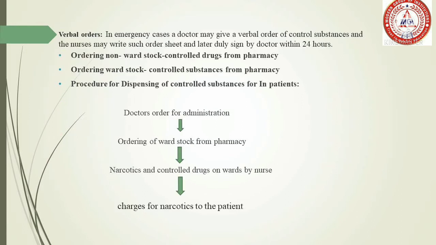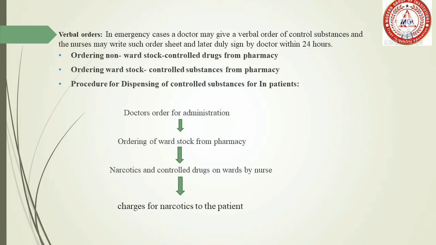Next, verbal orders. In emergency cases, a doctor may give a verbal order for controlled substances, and the nurse may write such an order on the order sheet, which is later duly signed by the doctor within 24 hours. Ordering non-ward stock controlled drugs from pharmacy is done by doctor's signature, and if more substances are needed again, the doctor must sign again.